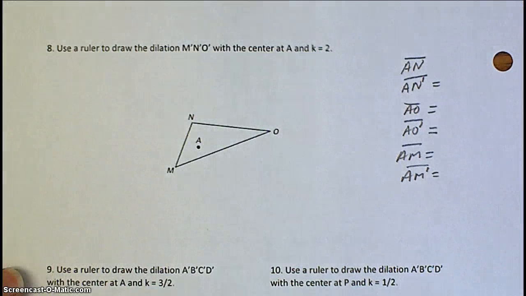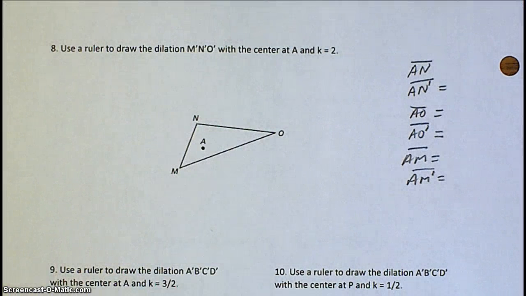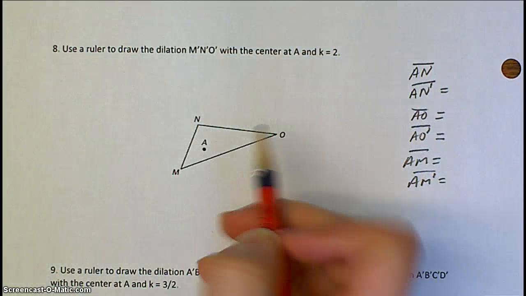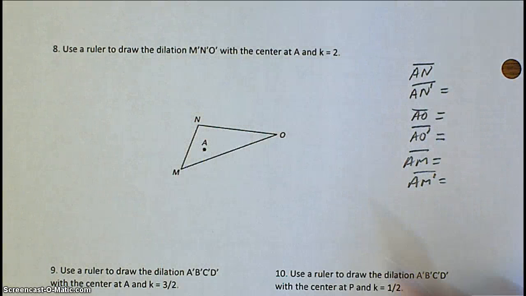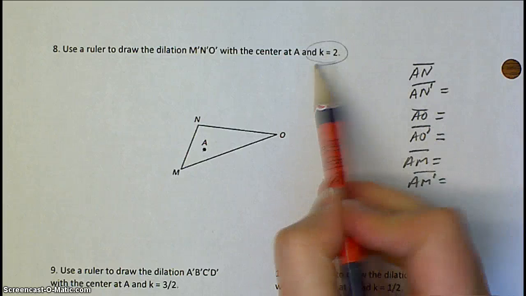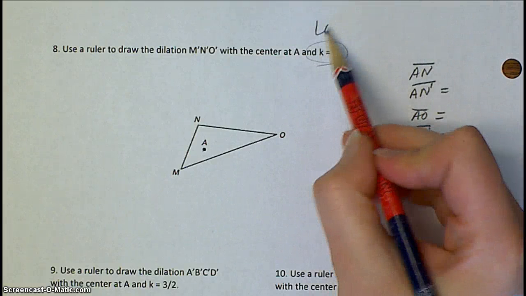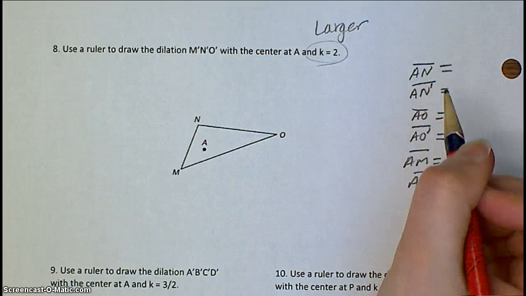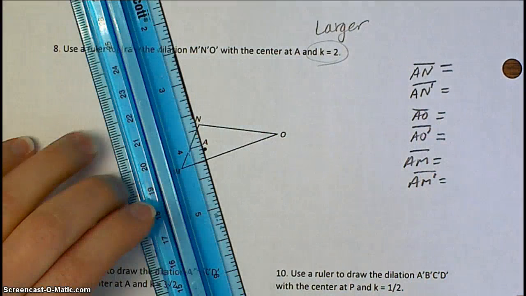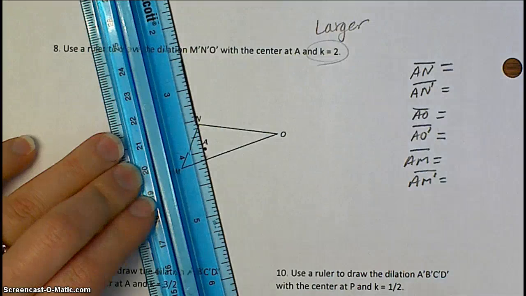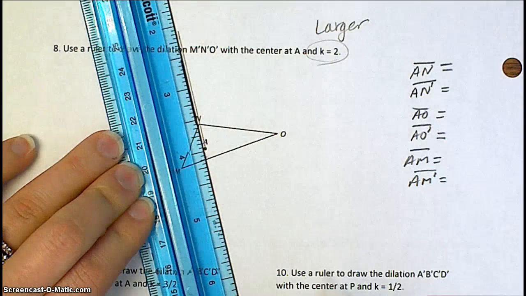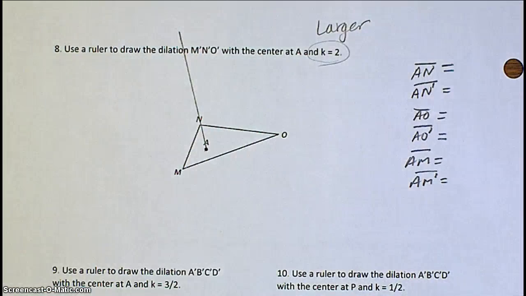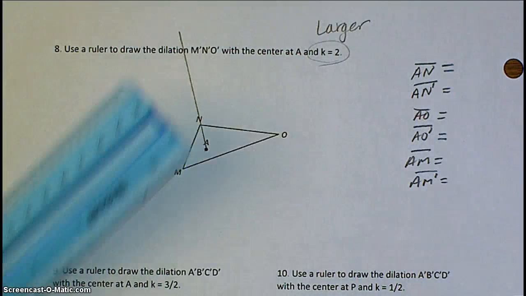Okay, example number 8 is now asking you to use a ruler to draw this dilation if the center of the dilation is A and if the scale factor is 2. This means that it's getting larger. Okay, the first thing that you need to do is connect your center of dilation to each vertex of the shape. And since we know it's getting larger, you just want to extend that ray a little bit.